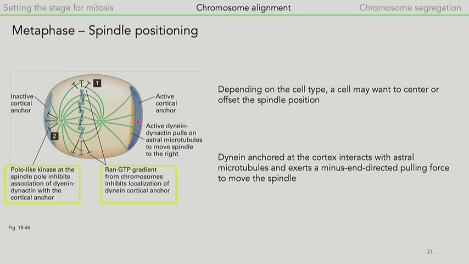This is, once again, a minus end-directed motor. The minus ends are near the centrosome. So when dynein is tethered here, it's going to try to pull microtubules and walk towards the minus end. But because dynein itself can't walk, it's anchored there, it's going to just pull that whole structure toward it. And that is one of the mechanisms that's used to help center or position the spindle.